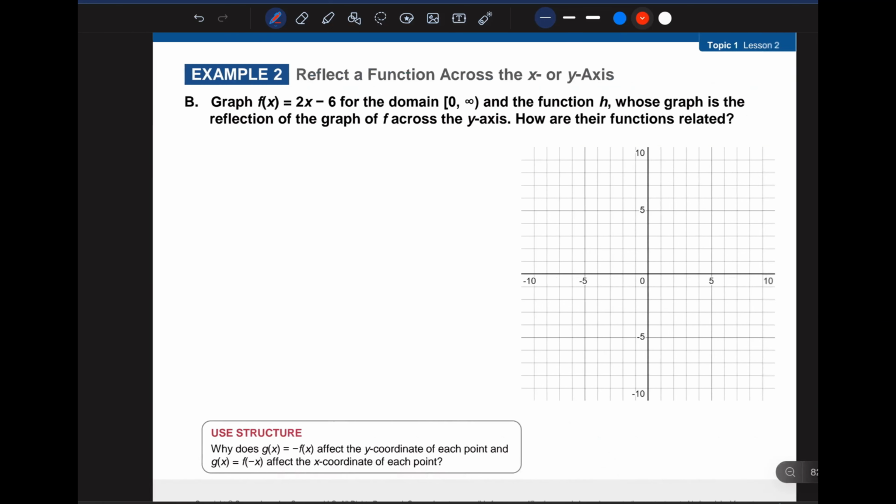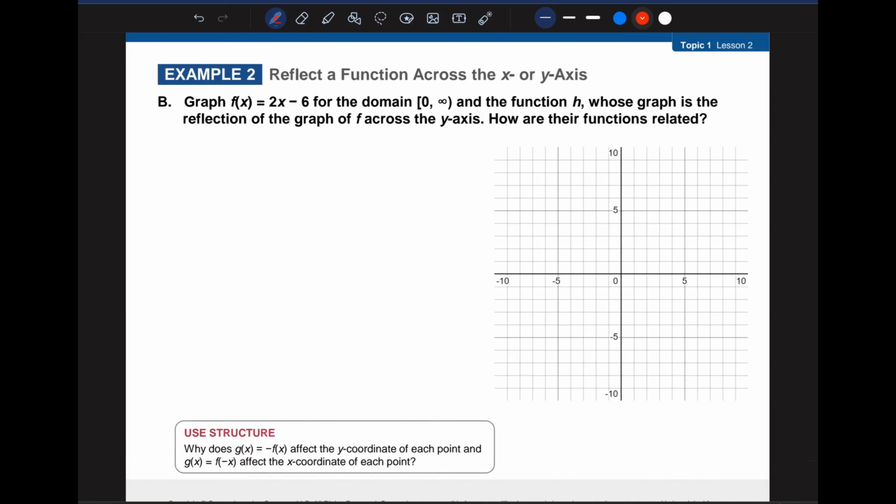Okay? Now, what do we do when we want to go across the y-axis? We're not actually going to graph this one, but if I have a point here and I go across the y-axis, that means I have a point here. That is a horizontal motion. So that negative 1, instead of being multiplied by the y value, needs to be multiplied by the x value. So I'm going to take my function and multiply the x by a negative 1. So if I took that equation, I would have 2 times negative 1x minus 6.